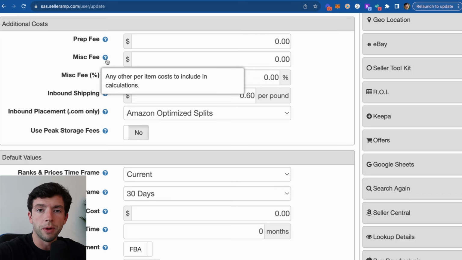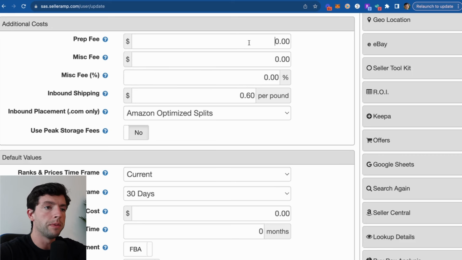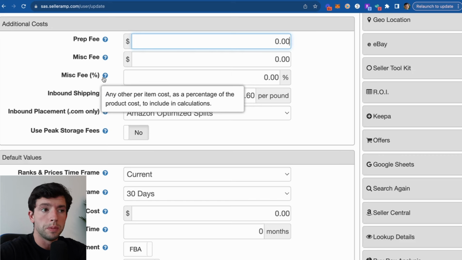If you're unfamiliar with what a prep center is, it's basically a third-party warehouse that'll intake your inventory for you and ship it off to the Amazon warehouse with limited access to your seller account. Say you use a prep center, it's probably going to be like $1.50 or $2 per unit. So that's what you would put in the prep cost. Right here, for most of you guys as beginners, you're going to put $0 for prep fee and MISC fee. And then in MISC fee percent, you're going to put in your sales tax.